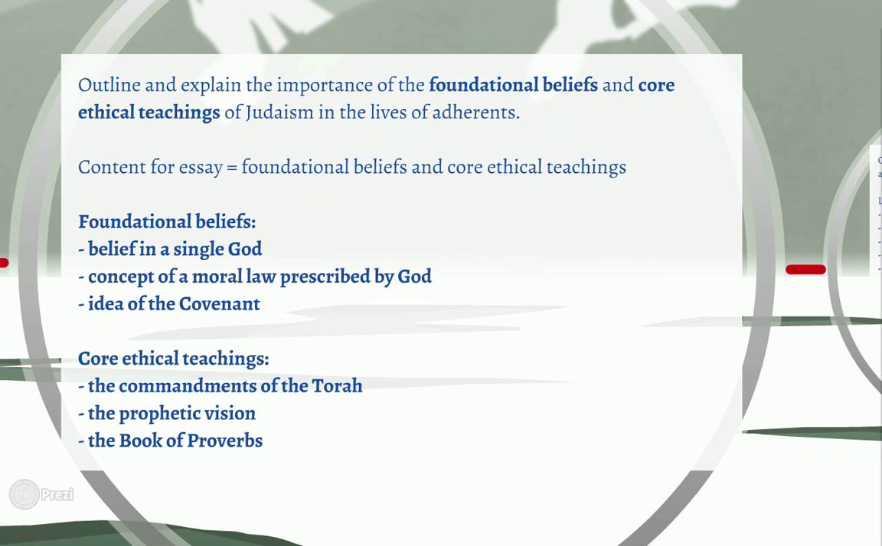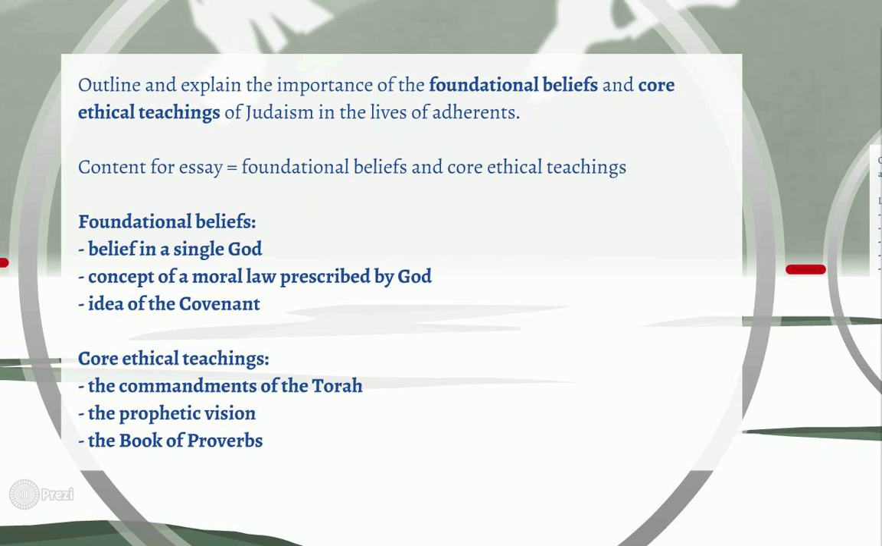Furthermore, the two main areas of content for your essay are going to be around foundational beliefs and core ethical teachings. So with foundational beliefs, the things you need to cover are the belief in a single God, so monotheism, the concept of a moral law prescribed by God, which is the Torah, and the idea of the covenant, a unique relationship between God and the people of Israel. As well as foundational beliefs, you need to cover core ethical teachings, which include the commandments of the Torah, the prophetic vision, and the book of Proverbs.